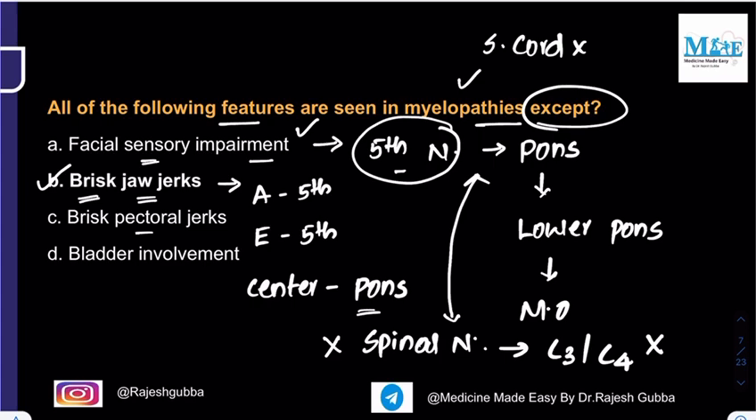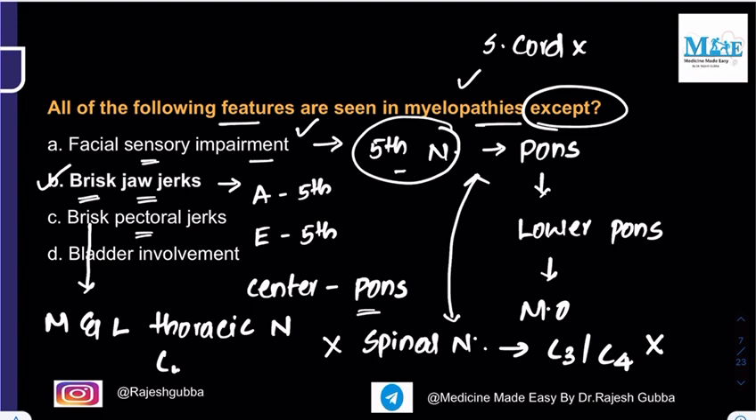Now what about the brisk pectoral jerks? For the pectoral jerk, you need to know where the center is, or by which nerves the reflex is mediated. The pectoral jerk reflex is mediated by the medial and lateral thoracic nerves, right? And what is the root value of these medial and lateral thoracic nerves?